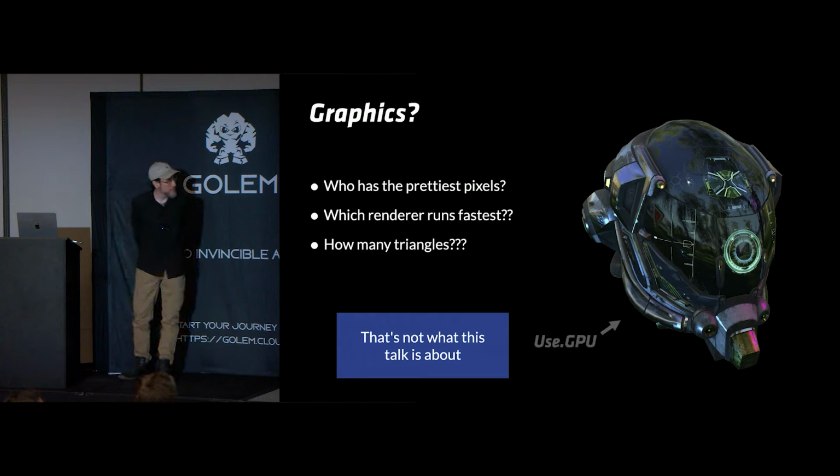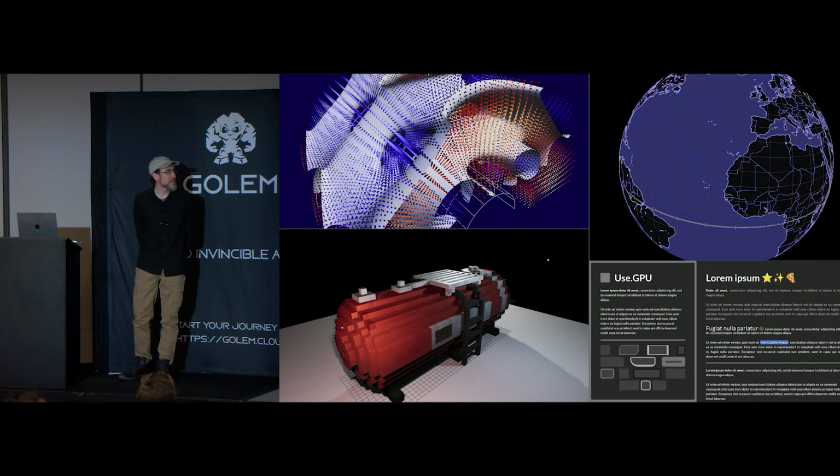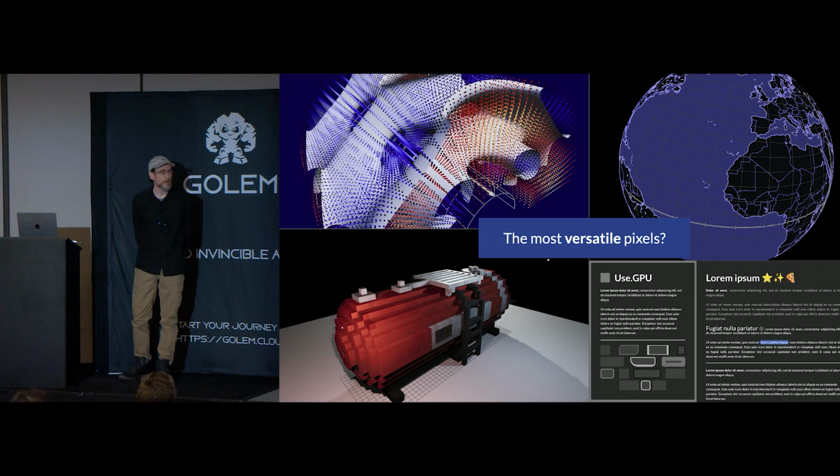This helmet is rendered with Use.GPU. That's kind of table stakes now. They won't let me into the graphics clubhouse if I don't do this. But it's pretty much the shiniest thing in the talk. What is this about? I would say it's about who has the most versatile pixels. There's a lot of different things you can do with graphics, and I think a lot of it has been narrowly focused on certain things.